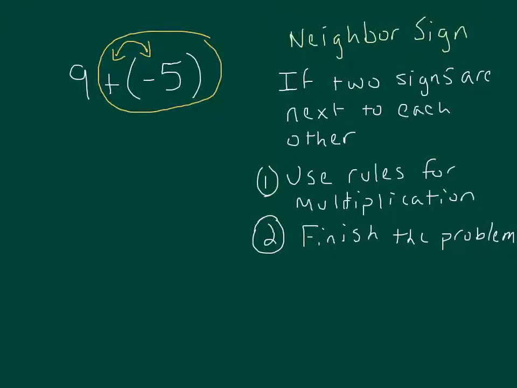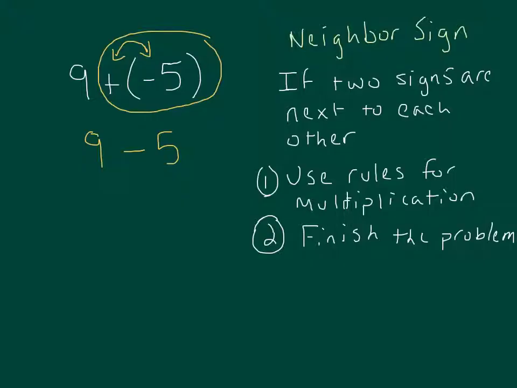And this is basically the same rules of multiplication. So 2 signs right next to each other, or separated by just a parenthesis, that means you're using the rules for multiplication here. So we have a positive and a negative together, and since the signs are different, if you remember in the multiplication rules, the answer is going to be a negative, and we're just going to bring the 5 down. Okay, and now we bring down the 9.